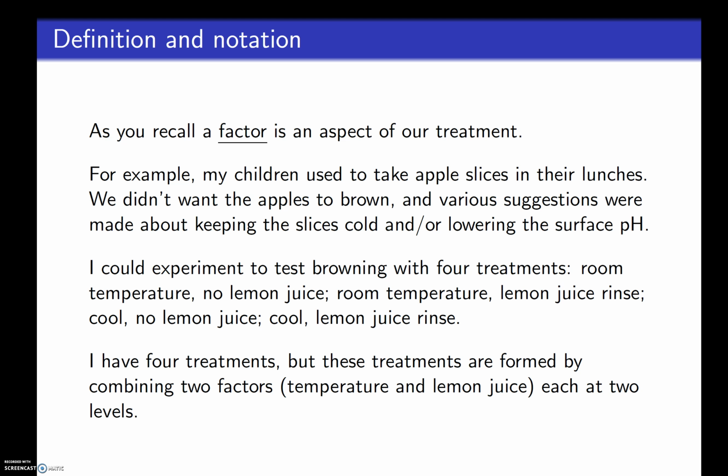He could have tested browning with 4 different treatments, such as room temperature with no lemon juice, room temperature with lemon juice rinse, a cool temperature with no lemon, or a cool with lemon juice rinse. Then, in this case, he'd have 4 treatments. But these treatments, if you notice, are actually formed by combining 2 overall factors, which is the temperature, room temperature or cool environment, and lemon juice rinse or none.